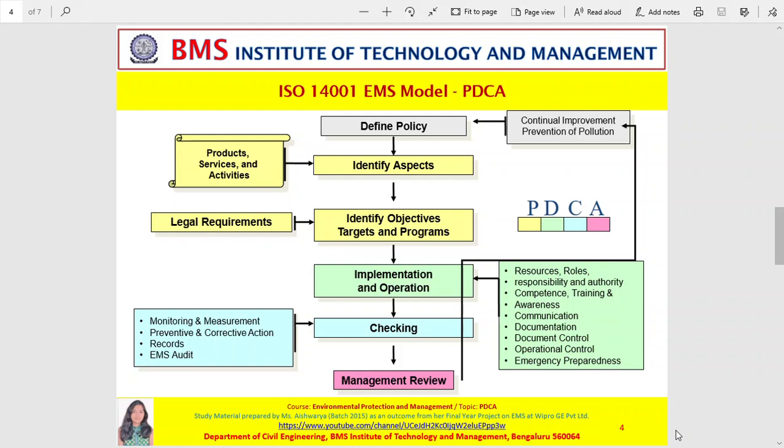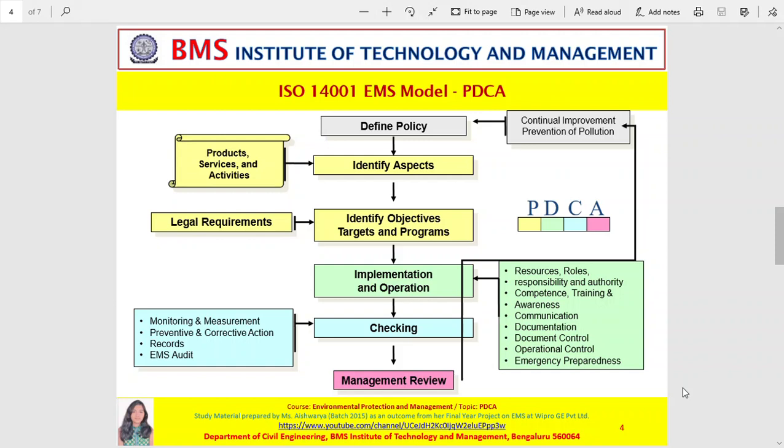I sincerely hope that all of us have now understood the concept of PDCA as explained by Ms. Aishwarya and depicted by her via a flow chart in slide number 4. Please do note, PDCA is critical and integral for the successful functioning of EMS in any enterprise, firm or organization.